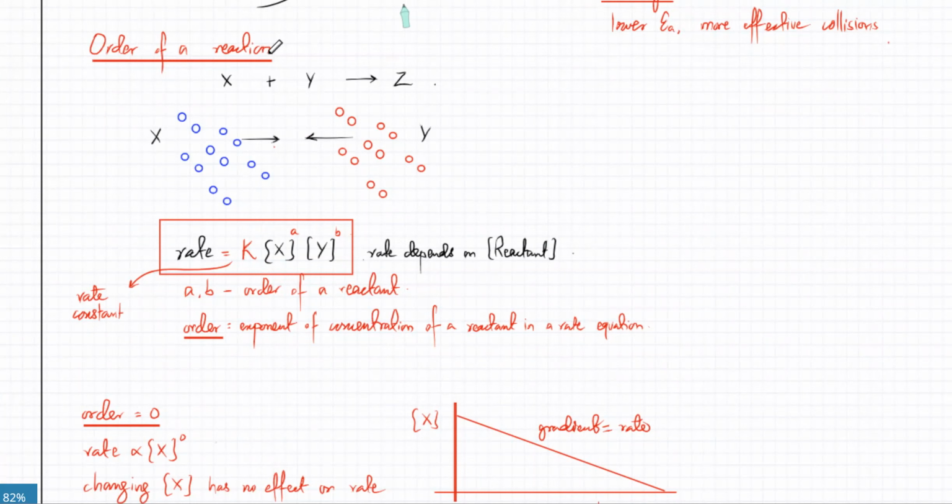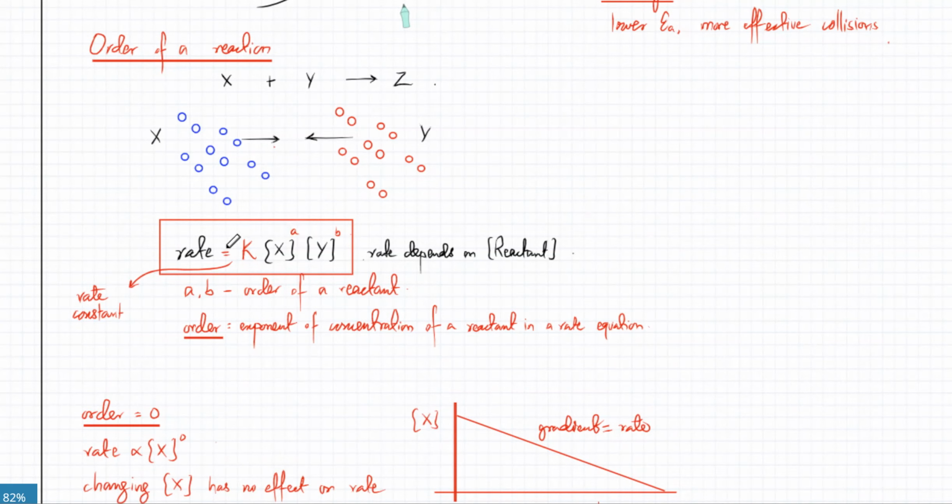And I told you that if you have a reaction with X and Y reacting together, then the reaction depends on the concentration of X and the concentration of Y. If you have a higher concentration, there would be more collisions and the reaction would be faster. Vice versa, if there is less concentration of X and Y, then the reaction would be slow. So the rate of the reaction is proportional to the concentration of X and the concentration of Y. So it's dependent on both of these. K is the constant, which is known as the rate constant. You add that so that you get rid of the proportionality sign.